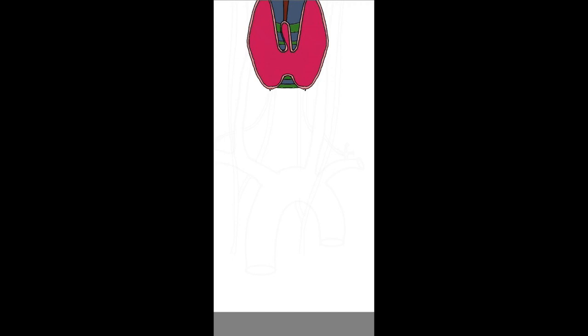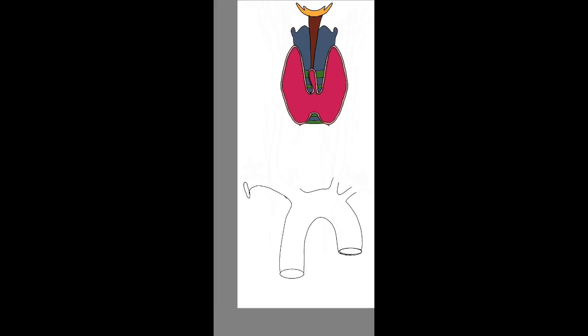Thyroid gland is supplied by two arteries, superior thyroid artery and inferior thyroid artery. Before drawing those arteries as such, we will have to set the stage for those arteries. We will do that now. This is our arch of aorta with its three branches, that is the brachiocephalic, left common carotid and left subclavian.